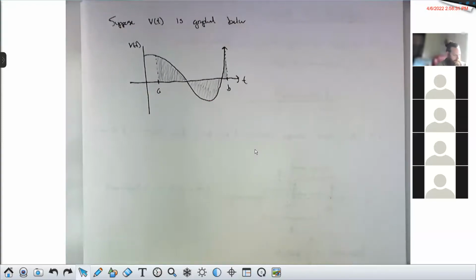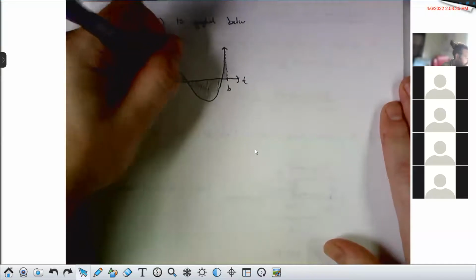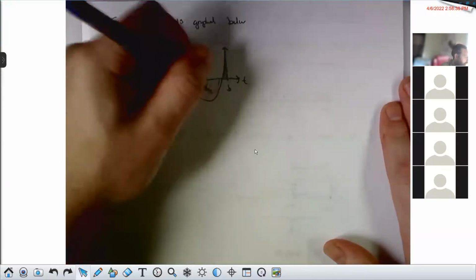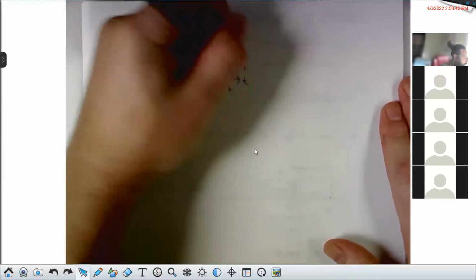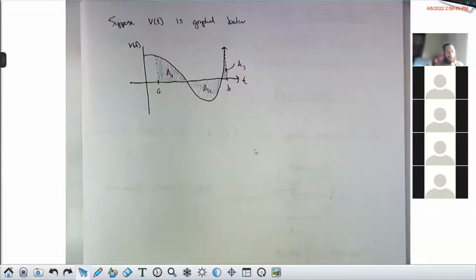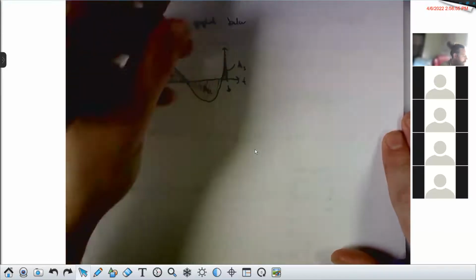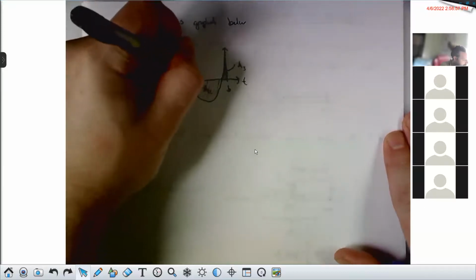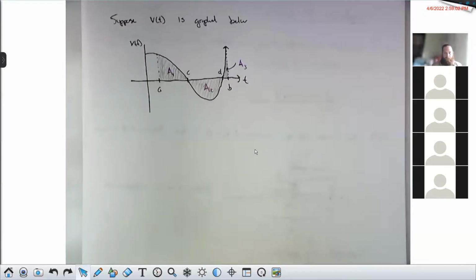Let me label each of these little regions here as having area A1, area A2, and this little sliver in here we say has area A3. I'm also going to designate x values here. I'll call this C and D, where my velocity function goes from positive to negative or from negative to positive.